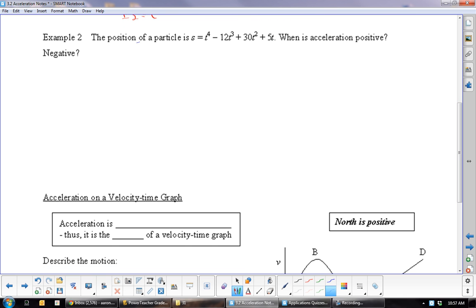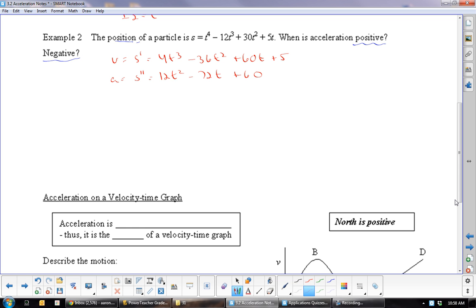Okay, so the position of a particle is t to the 4 minus 12t cubed plus 30t squared plus 5t. When is acceleration positive? When is it negative? Okay, well, let's get the velocity equals s prime, which would be 4t cubed minus 36t squared plus 60t plus 5. Acceleration is s double prime, which would be 12t squared minus 72t plus 60.